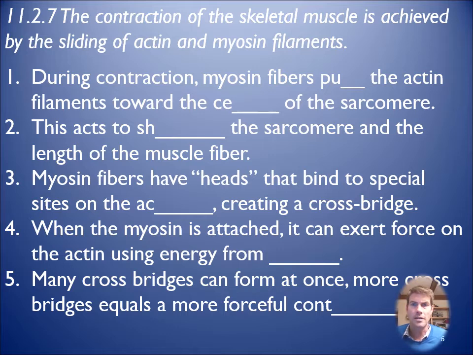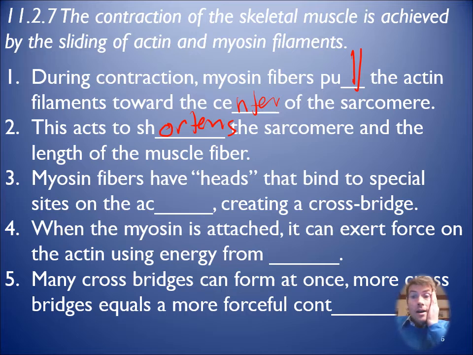So during contraction, the myosin fibers pull the actin filaments toward the center. So it starts out like this, and then it pulls in, that sarcomere gets shorter. I just confused sarcomere and sarcolemma earlier. So the myosin have these heads that bind special binding sites on the actin, creating what's called a cross bridge. They temporarily join over and over again to pull the muscles. We'll see in a second.